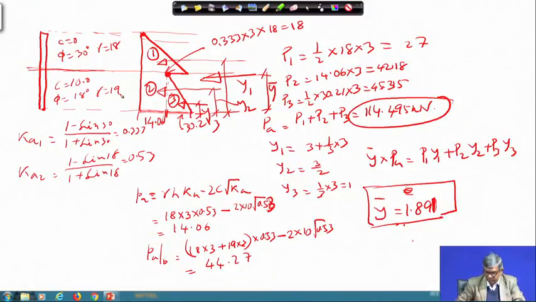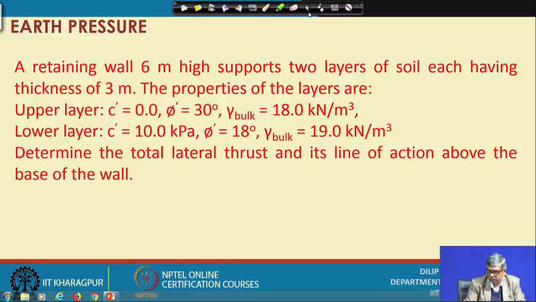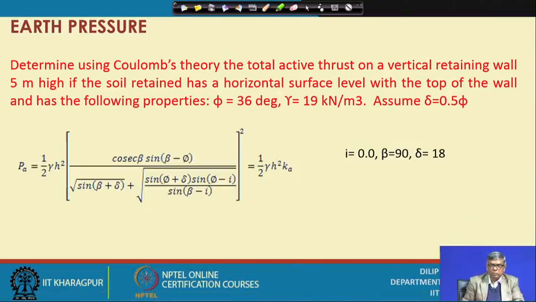So, this is another application, and then let me go to the third application. This problem actually, though I have not given much importance to Coulomb's theory, and this may be avoided for this undergraduate course, since I have introduced it to find out the difference between Coulomb's and active Rankine's, I have taken one problem, but I may not be able to solve it fully. I will just show what the differences are.